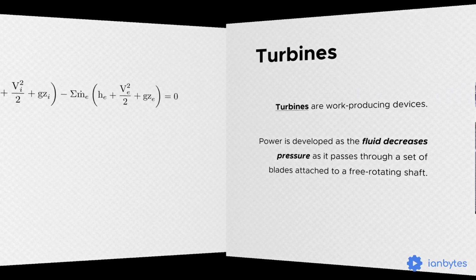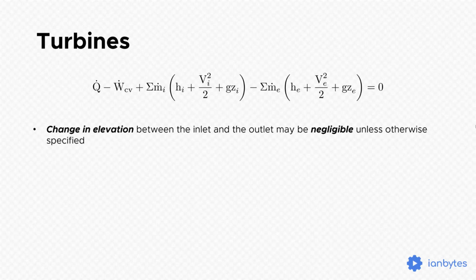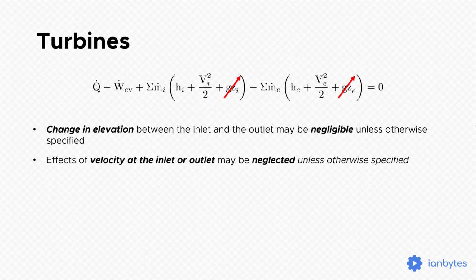Now let's derive the energy equation for turbines. Unless otherwise specified, pwede nating i-neglect ang effect ng change in elevation between the inlet and the outlet of the turbine, which is why the potential energy components may be neglected. Especially in our steam turbines, kadalasang maliit lang ang energy contribution ng fluid velocity compared sa mga enthalpies na makikita natin sa thermodynamic tables, which is why the kinetic energy components may also be neglected unless otherwise specified.